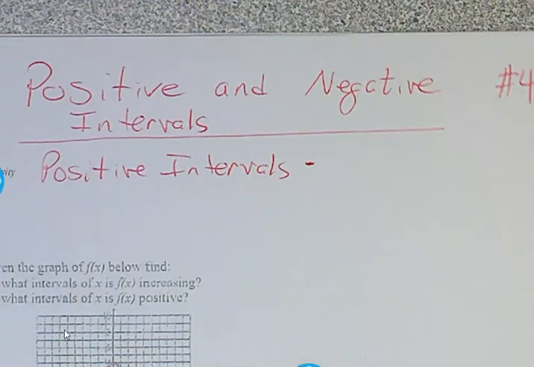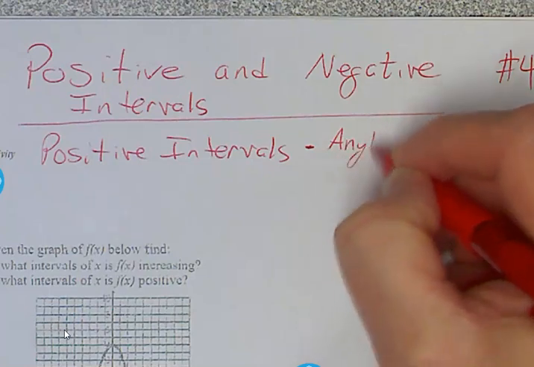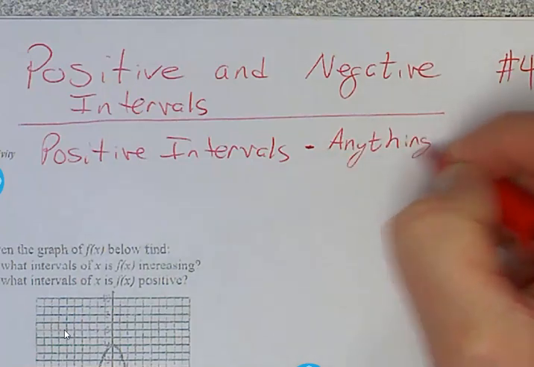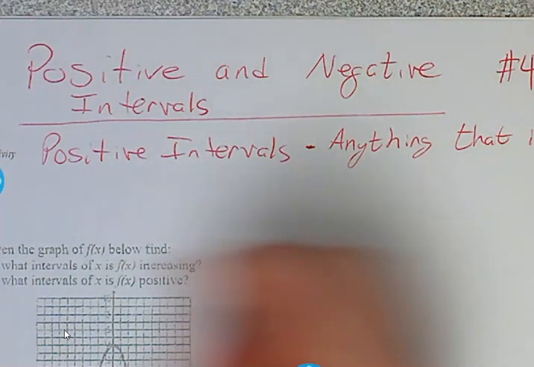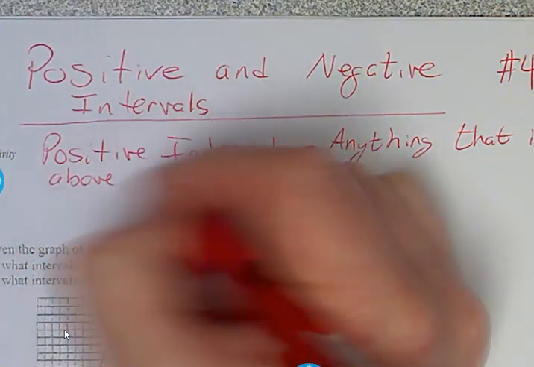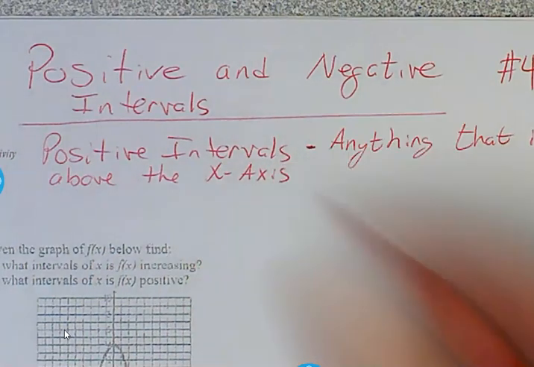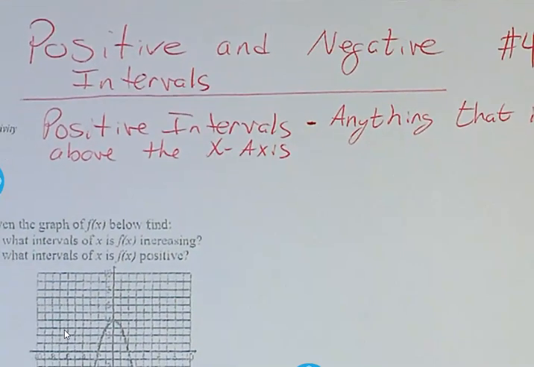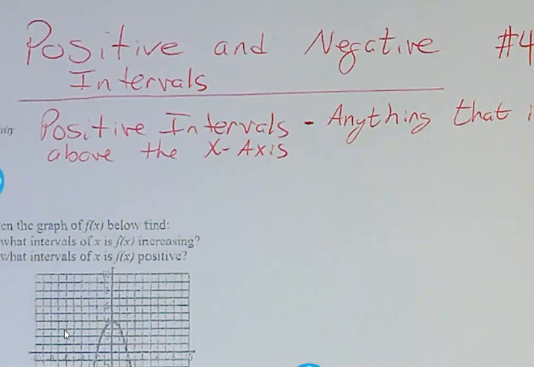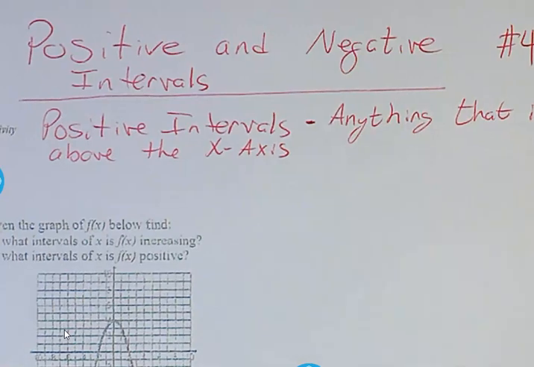Positive intervals. Basically, this is anything that is above the x-axis. So again, we're looking for anything, up or down, basically above the x-axis. Anything above the x-axis, that's a positive interval. Anything that's below the x-axis, that's going to be a negative interval.